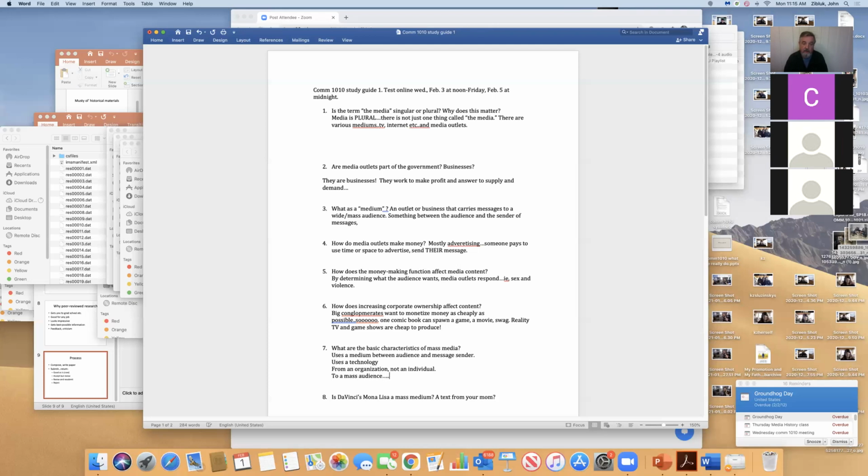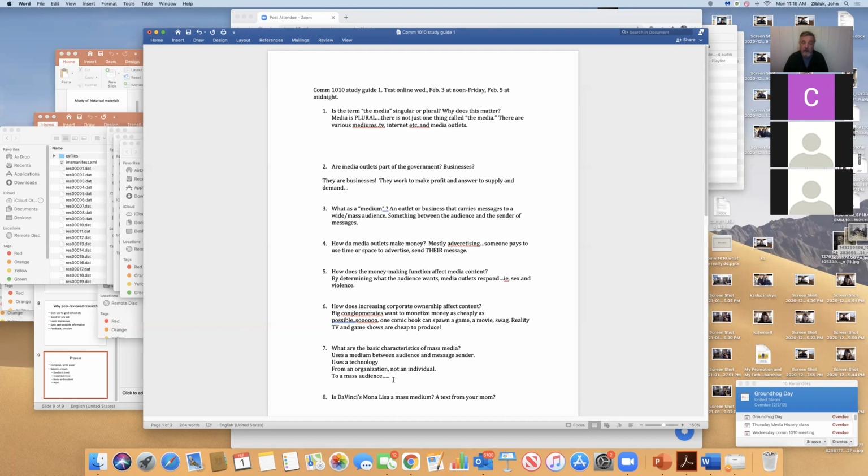To a wide audience. So a text from a family member is not from an organization to a mass audience. It is not mass media. However, a text from a big company to everybody who bought your kind of car, that is mass media. A warning from school saying stay off the roads because of weather, that is mass media from an organization using a medium to a mass audience.